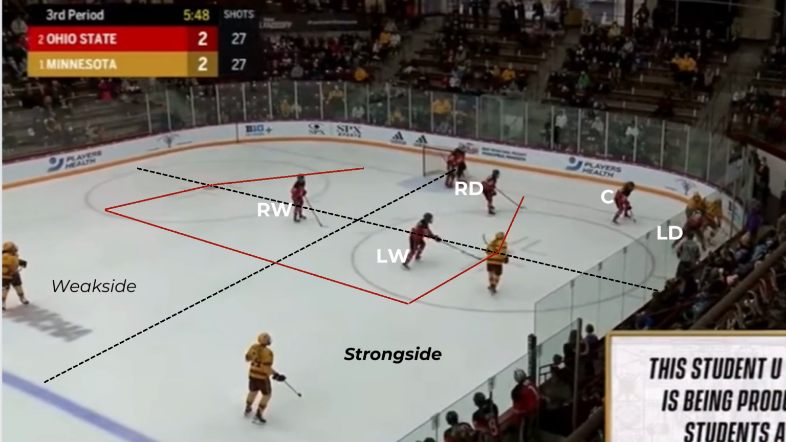For our purposes, though, as we learn the different roles, we want to remember that typically our weak side D is going to be in front of the net.